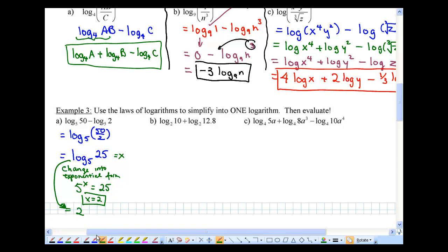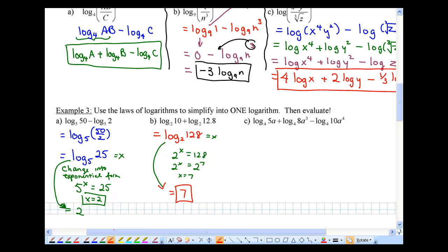Okay, next one. Multiplication. Once again, you can make this equal to x, change into exponential form. That's, I think, to the power 7, so x equals 7, so this whole thing just equals 7.